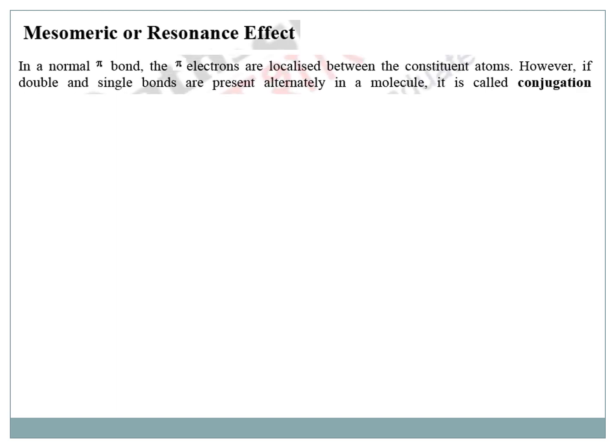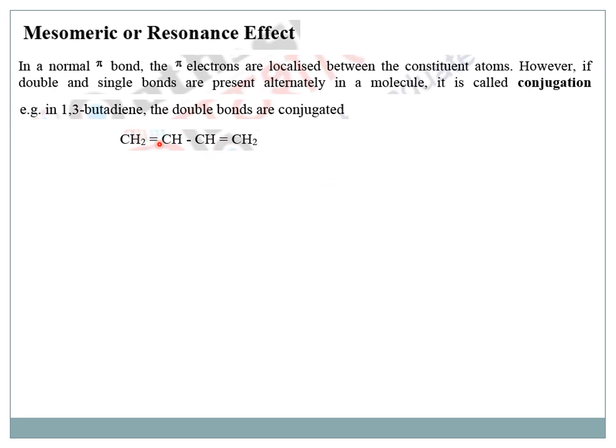The third one is the mesomeric or resonance effect. The mesomeric or resonance effect takes place when there is a conjugation of bonds. That means double bond and single bond, for example 1,3-butadiene, where there is a double bond conjugation. So here we see a double bond, single bond, then again a double bond. So whenever there is a conjugation of double bond and single bond, they undergo the mesomeric or resonance effect.